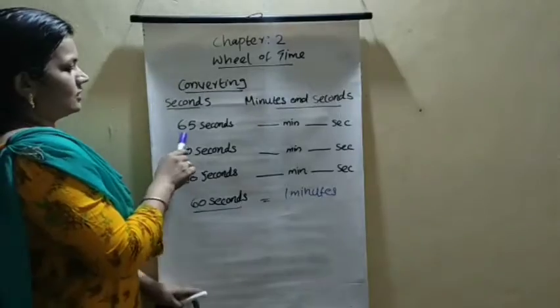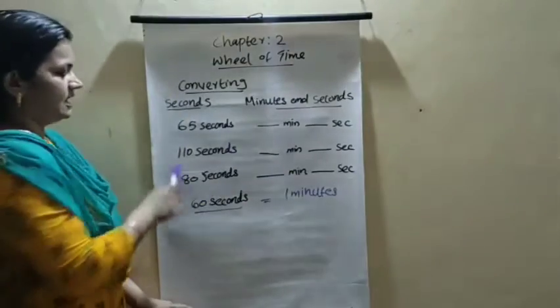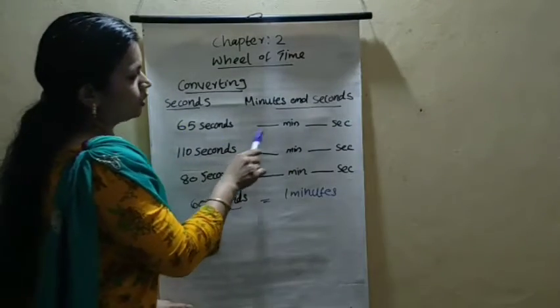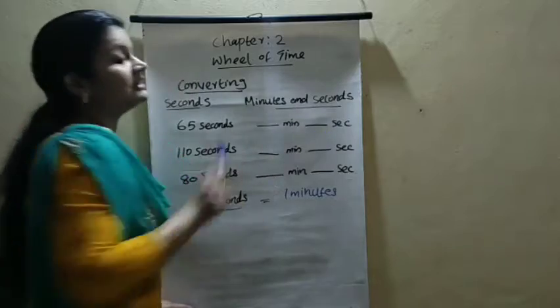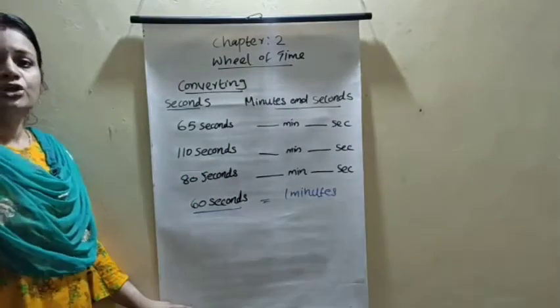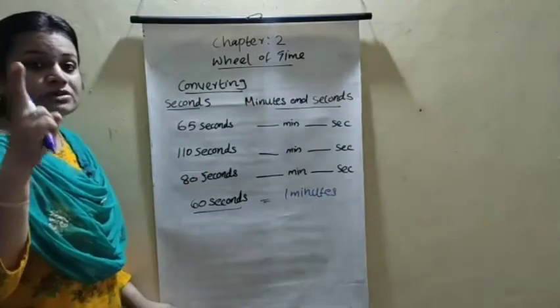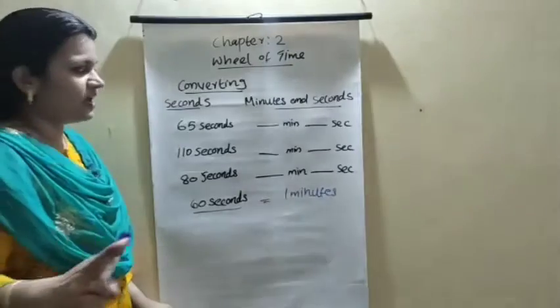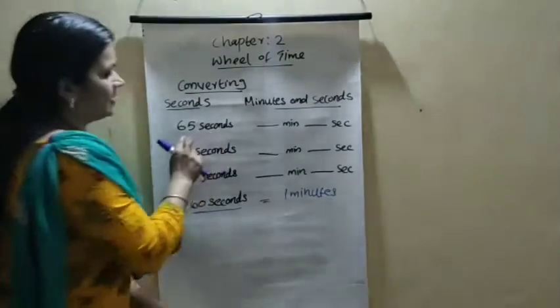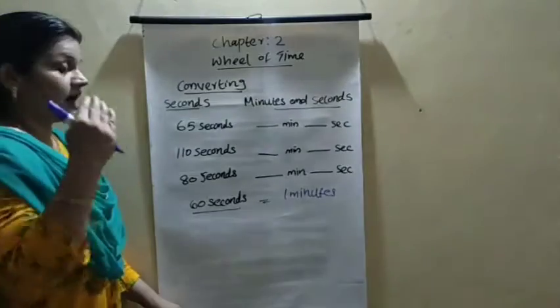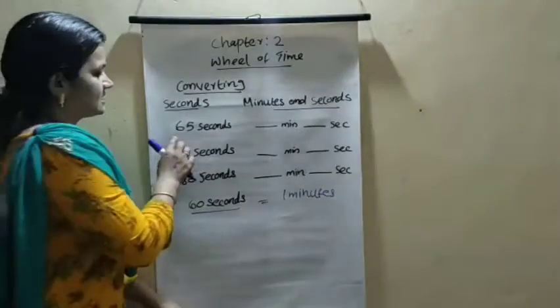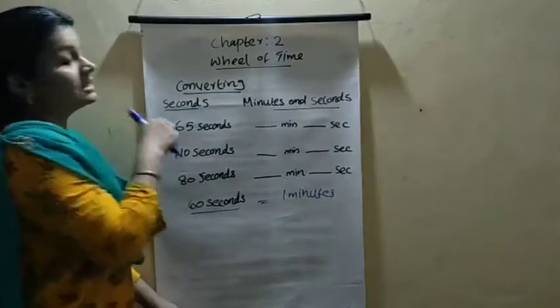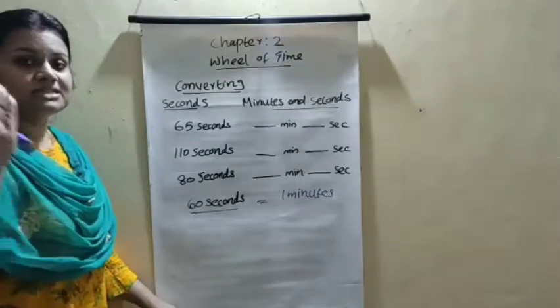So, first of all, you are given one question. 65 seconds equal to dash minutes and dash seconds. There are two ways you can find the minutes and seconds. The first way is you split the number. Split this number 65.